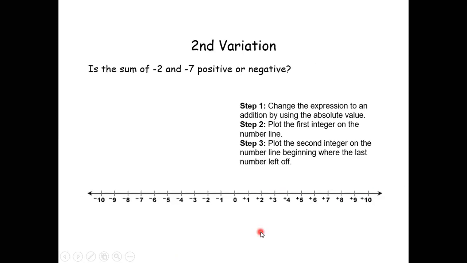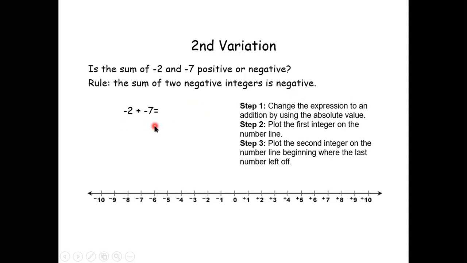Second variation. Is the sum of -2 and -7 positive or negative? Here two negative integers are given. So what is the rule? The sum of two negative integers is always negative. Please keep that rule in your mind.